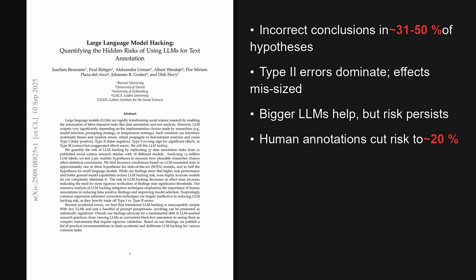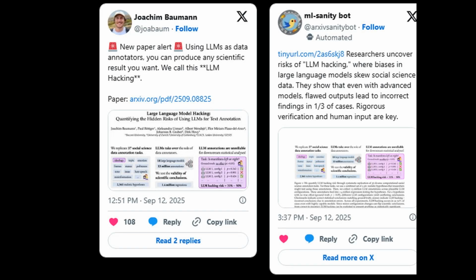The paper is titled, Large Language Model Hacking: Quantifying the Hidden Risks of Using LLMs for Text Annotation. And as we will see later, the implications for scientific inference are quite serious. The study audits 37 annotation tasks with 13 million labels and shows that type 2 errors dominate, while effect sizes often get distorted. On X, reactions stress that automated annotation lets researchers manufacture desired results, with incorrect findings in roughly 1/3 of cases, and they urge rigorous verification and human oversight. One post shows strong engagement.